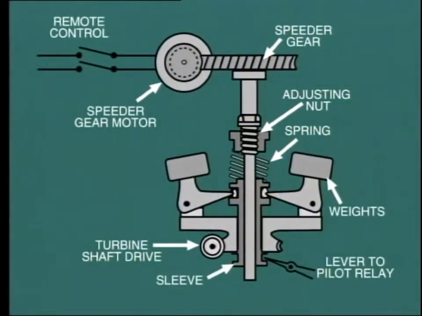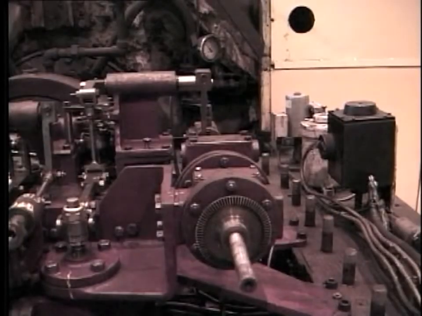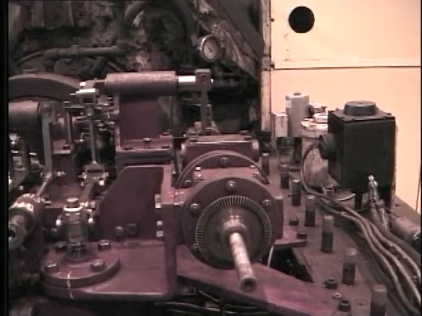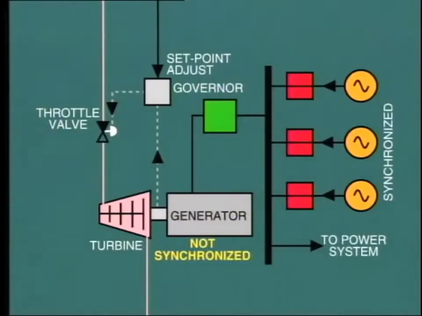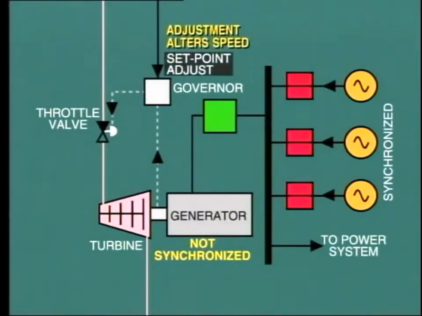This action can be performed manually at the turbine, or as is more usual, from a remote position by operation of a small motor drive known as the speeder gear. This name derives from the fact that when the turbine generator is not synchronized to the power system, any adjustment of the governor set point will indeed alter the speed of the turbine.